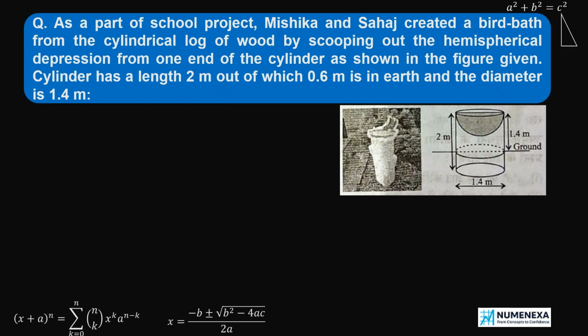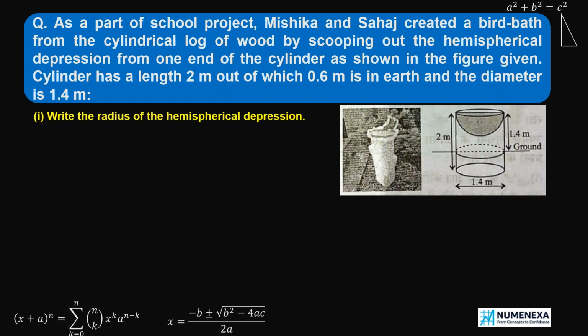and then as a part of the school project, Mishika and Sahaj has created a bird bath. How? By scooping out the hemispherical depression from one end of the cylinder. Now the cylinder has a length 2 meter. So the total height of this cylinder is 2 meter.